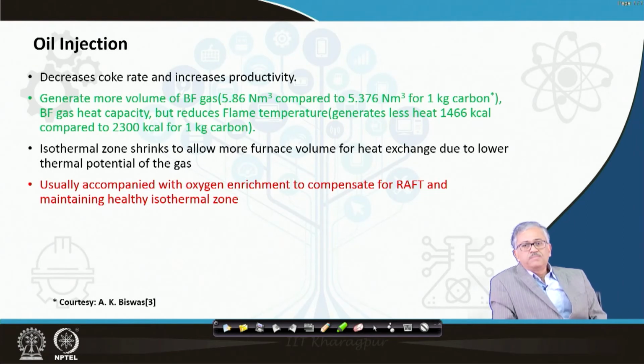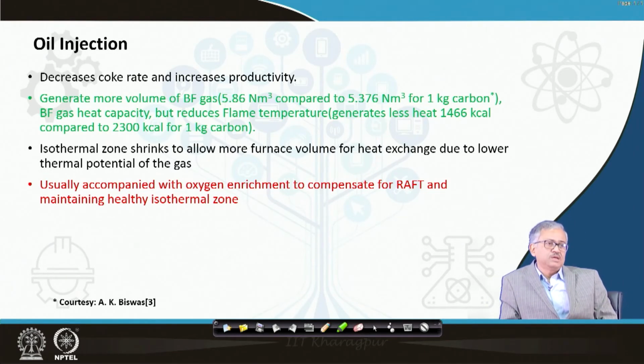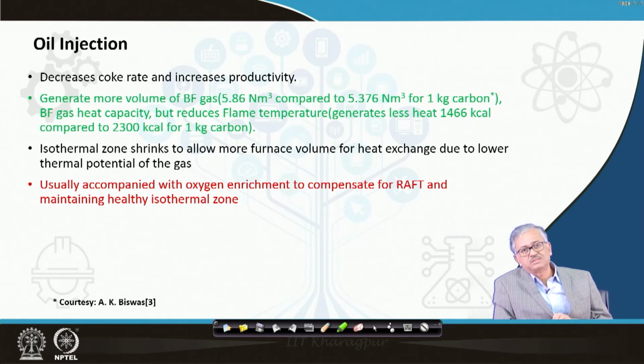Why oxygen enrichment? If you do the oxygen enrichment, what you are doing basically is replacing some amount of nitrogen by oxygen. So, the air blast volume decreases. With the less air volume you can generate the same amount of heat, burning the same amount of carbon, because the oxygen is more in the air blast. As a result, the raceway adiabatic flame temperature increases, but the heat capacity decreases. So, basically in case of oil injection, the reverse phenomenon takes place: the raft decreases and the heat capacity increases.